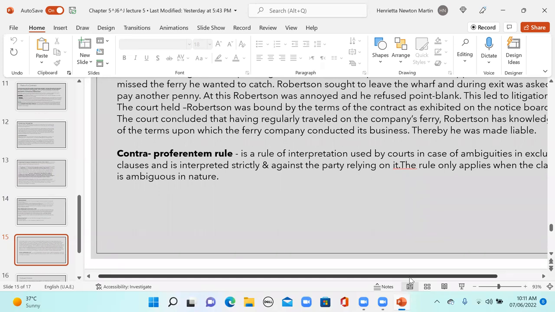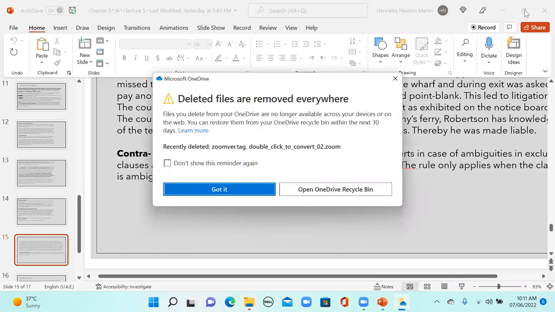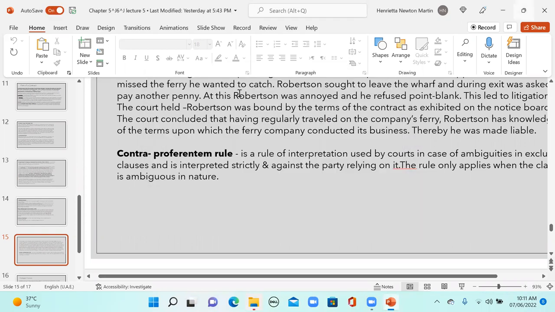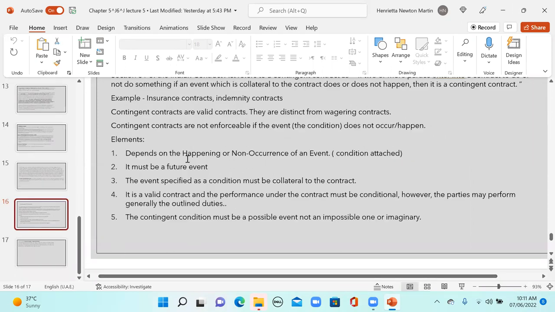The next part is the contra proferentum rule. What is the contra proferentum rule? This is a rule of interpretation which is used by the courts in case of ambiguities. Ambiguities are contract terms which are unclear. So they would normally use the contra proferentum rule, and it is interpreted strictly and against the party relying. So this rule applies only when there is an ambiguous term in a contract.